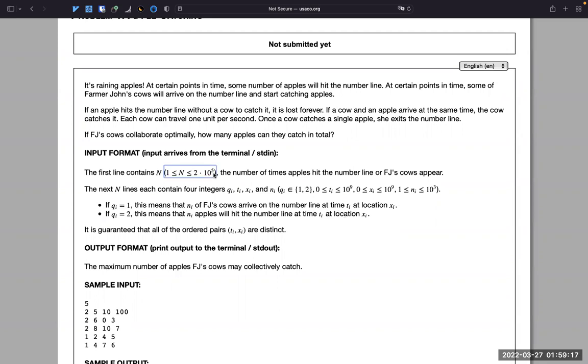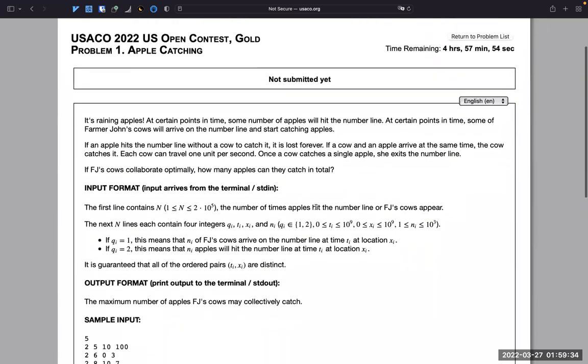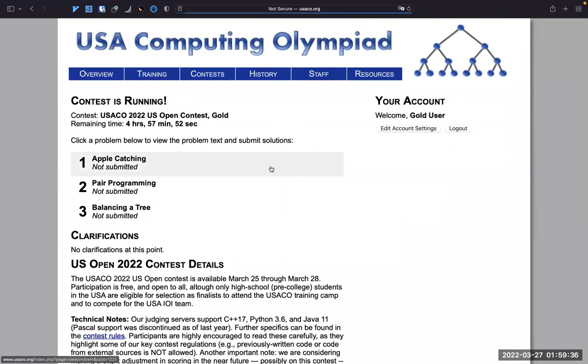The thing I noticed, the bounds are pretty high. So even though you could actually run a matching algorithm on this, that would probably not work. There might be some sort of greedy approach, or processing them in a certain order on X or a certain order on T. We'll come back to this problem. I just want to read it.